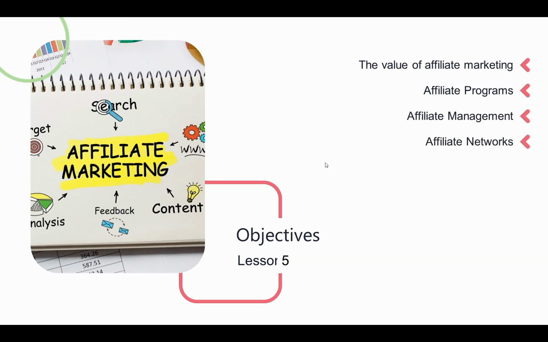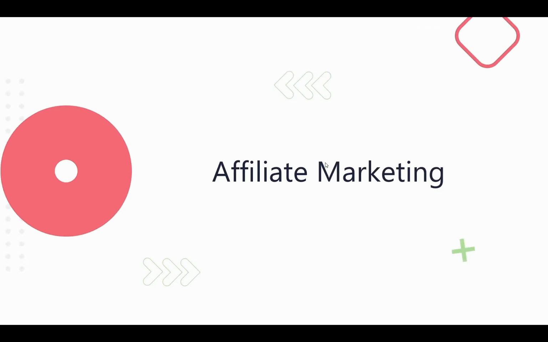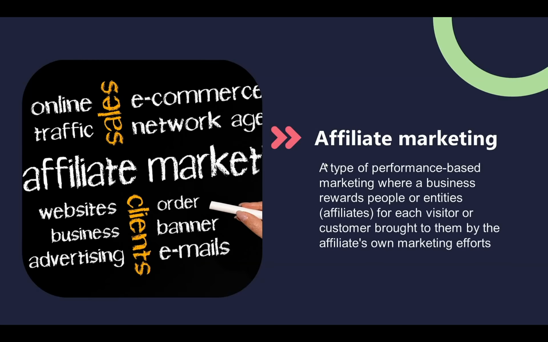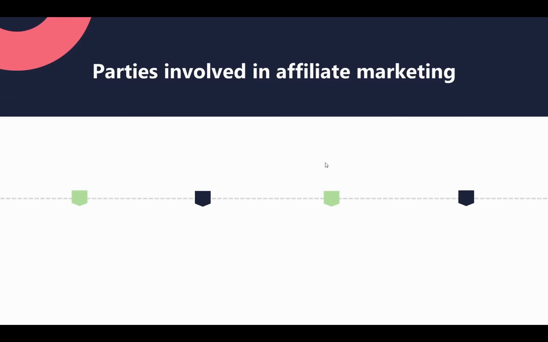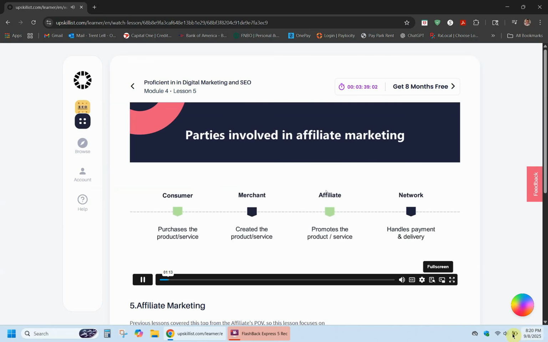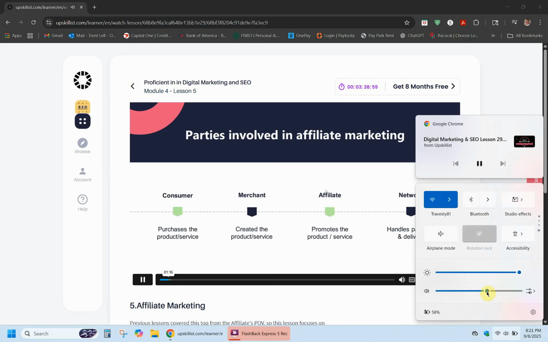So affiliate marketing is a type of performance-based marketing where a business rewards people or entities, so affiliates, for each visitor or customer brought to them by the affiliate's own marketing efforts. So not the business's marketing efforts, the affiliates, the different individuals or networks that an affiliate marketing strategy might work with. A reminder of the parties that are involved in affiliate marketing. As I mentioned, we are focusing more on the merchant this time, but there are four parties: the consumer, the merchant, the affiliate, and the network, although sometimes the network is not involved. We will look at this in more detail in this lesson.